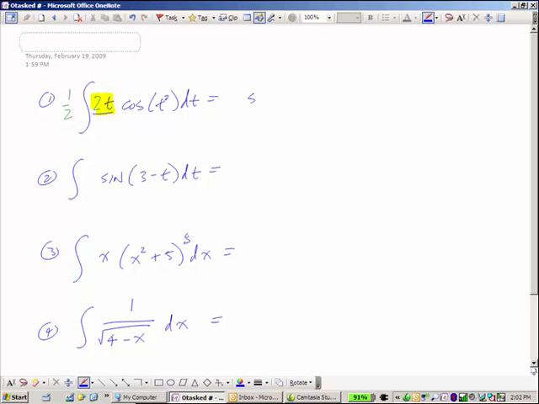Sine. Cosine would be t squared, multiplied by 1/2. Just 1/2. So I need the 1/2. I can't forget that the 1/2's there. Do I need anything else? No. Can I just do plus c? Yeah, well, let's think about it.